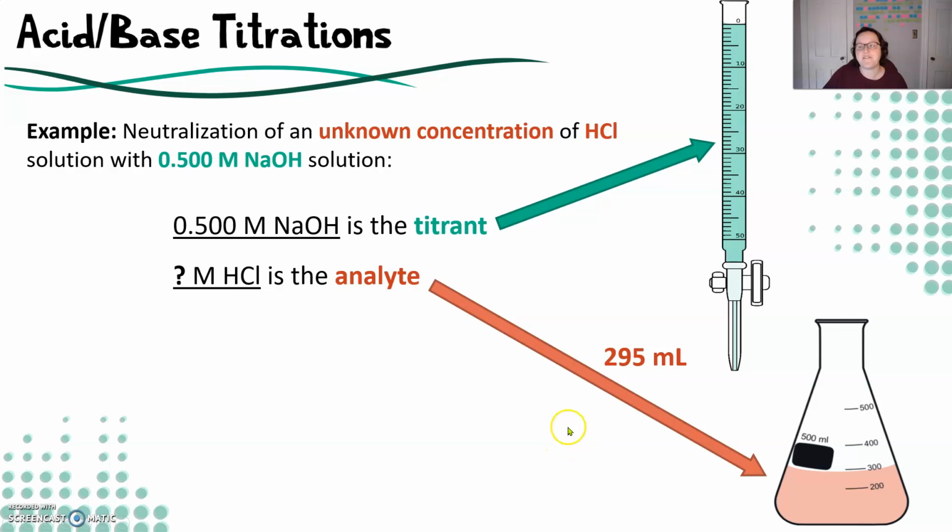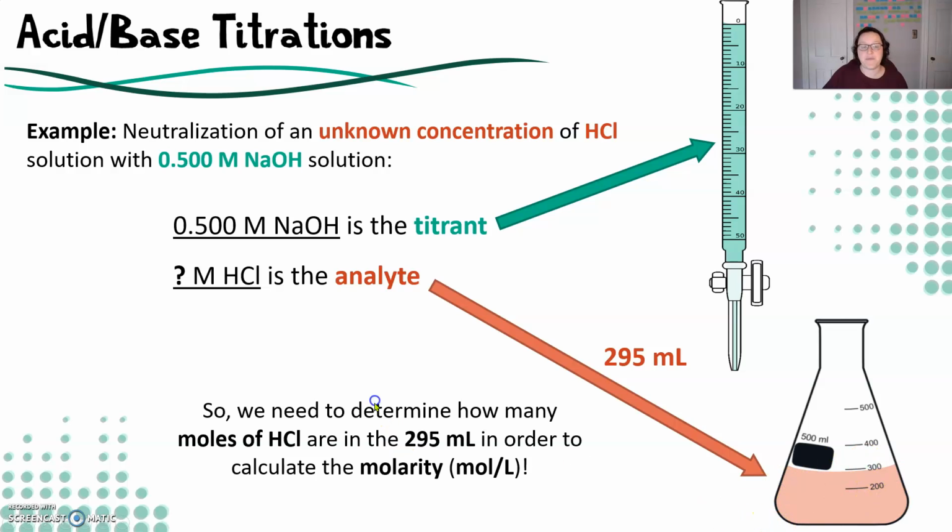The original volume of the analyte is always known, and in this example, 295 milliliters of this hydrochloric acid analyte have been added to the reaction flask. So, this means that the goal of this titration example is to determine the number of moles of hydrochloric acid that are contained in the 295 milliliters of analyte, so that we can calculate the molarity of the analyte by simply dividing the number of moles by the total volume of 295 milliliters.